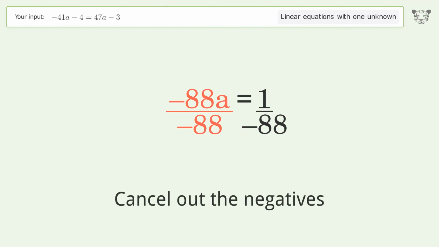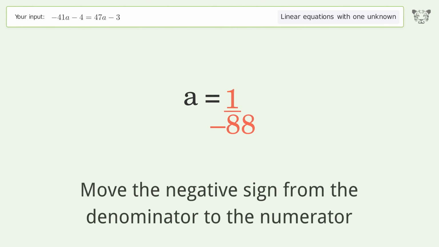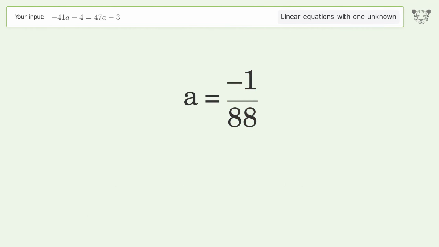Cancel out the negatives. Simplify the fraction. Move the negative sign from the denominator to the numerator. And so the final result is a equals -1/88.